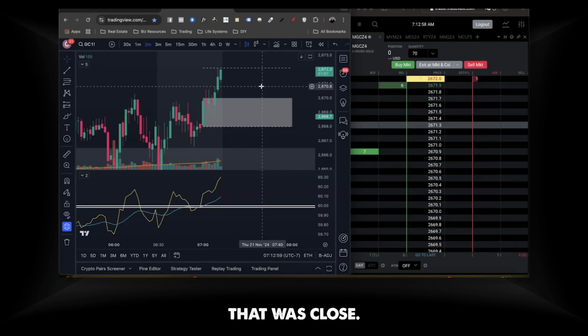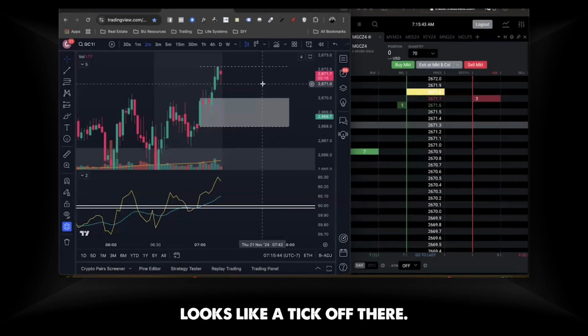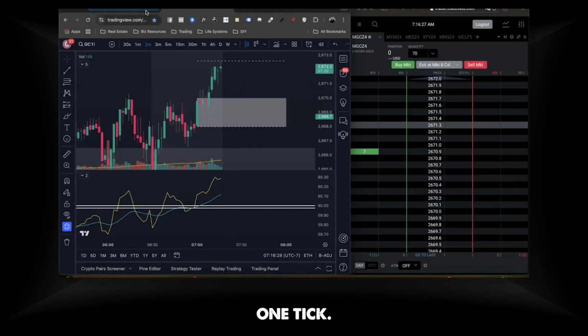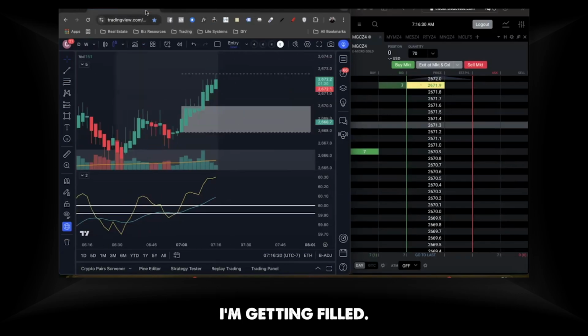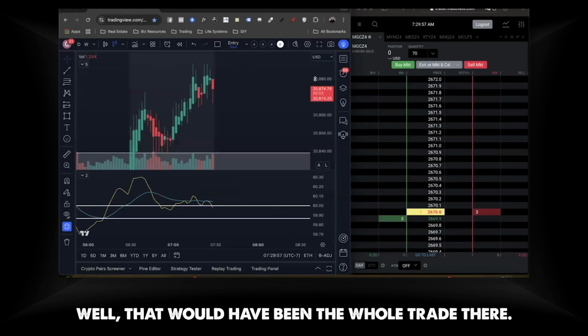Oh, that was close. Maybe? Looks like a tick off there. All right, I was probably being a little bit too cheap there. One tick. I'm getting filled. That's frustrating. Well, that would have been the whole trade there. Okay.